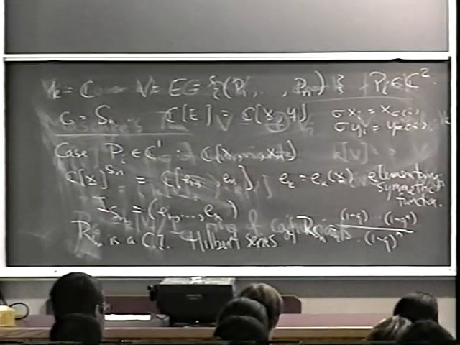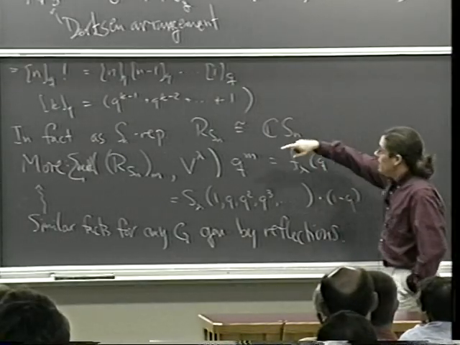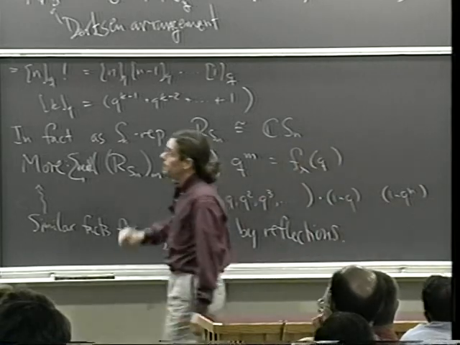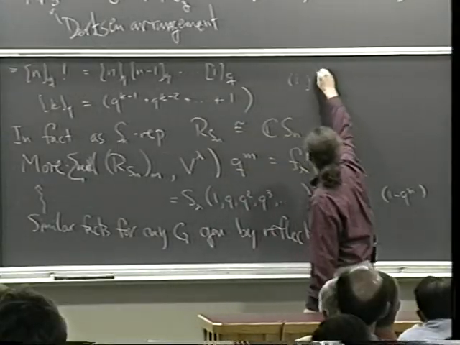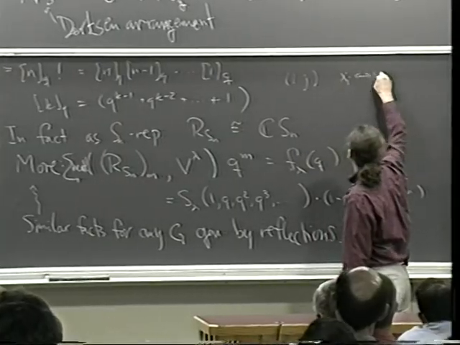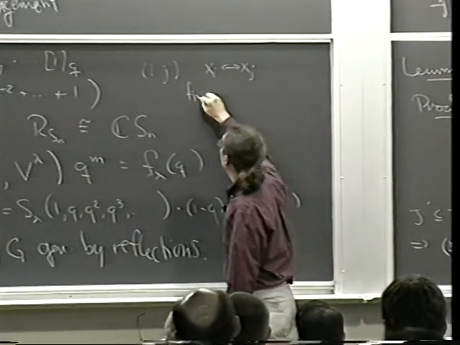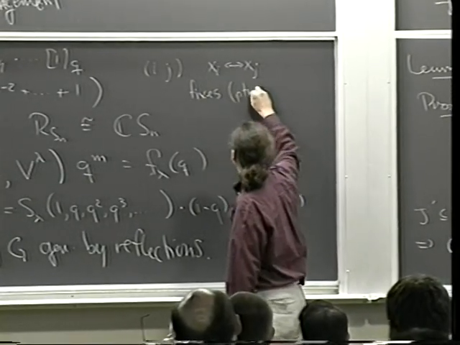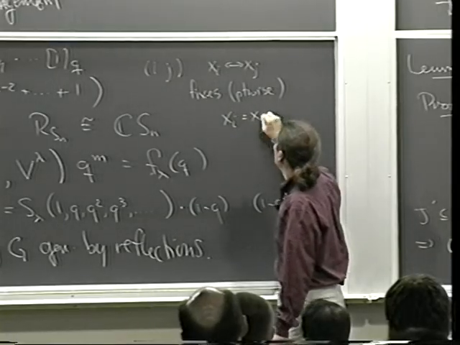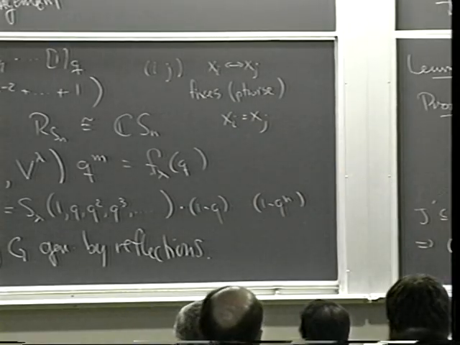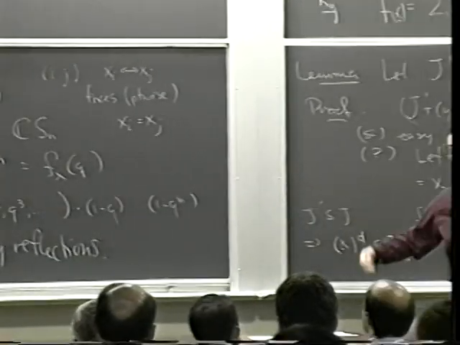Okay, so, generated by reflections, what does that mean? In the case of the symmetric group acting on one set of variables, the transposition ij sends xi to xj and fixes all the other variables. So this fixes pointwise every point on the hyperplane xi equals xj. Okay? So in general, a linear automorphism that fixes every point of a hyperplane is called a reflection.